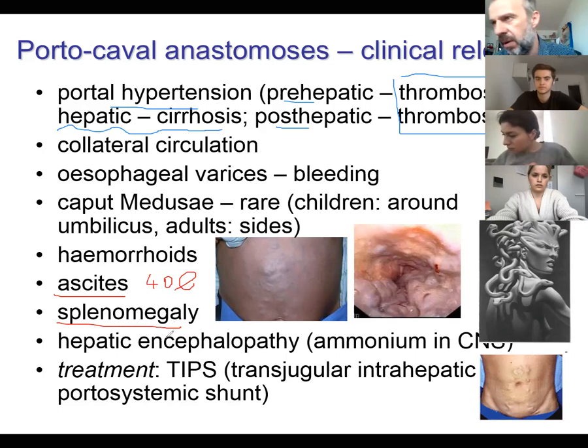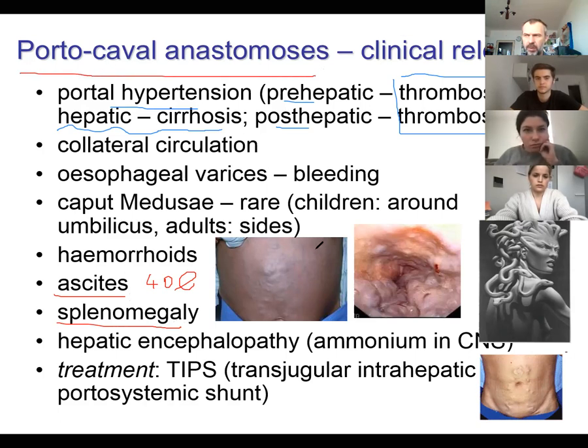Splenomegaly. The blood stays in the spleen and it's enlarged. And then, of course, the blood has to be drained somehow. So the portocaval anastomoses start to open. And the portocaval anastomoses can then cause some problems. They can cause problems with bleeding in esophageal varices and in hemorrhoids. And they can cause what we can see here, such bulging and prominences on the skin, which we call a caput medusae.